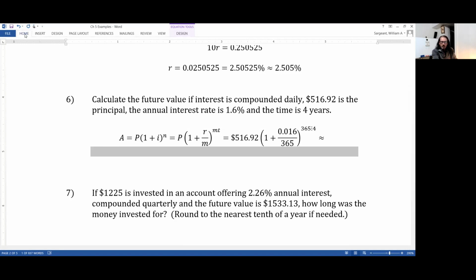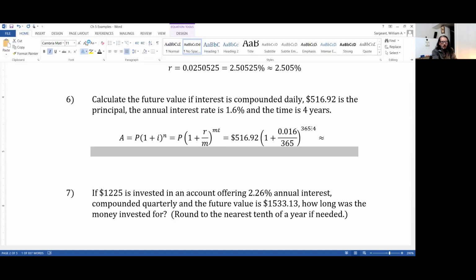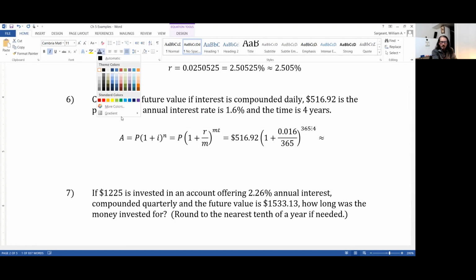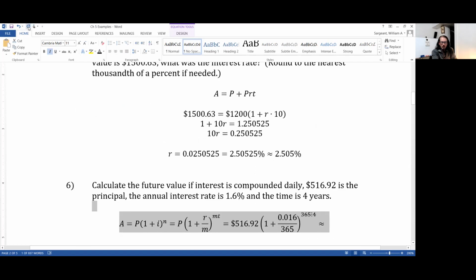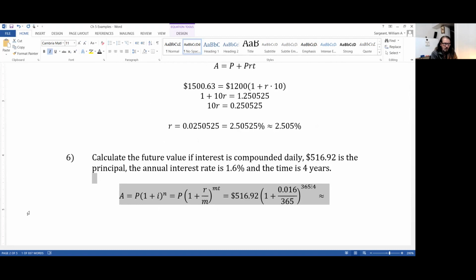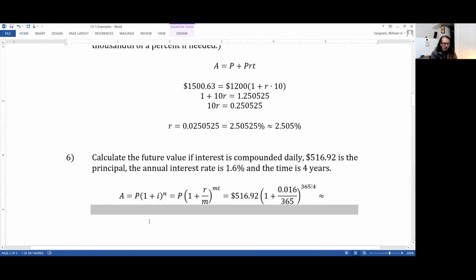Okay, so 365 divided into 0.016. Notice again, that 1.6% as a decimal, I have converted from a percent by moving that decimal point two to the left. I'm going to divide that by 365. So let's see what we get there.